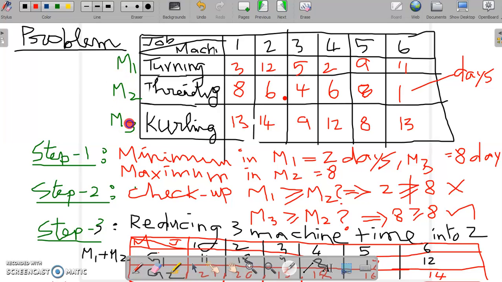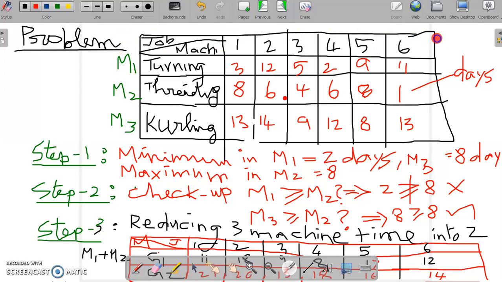Suppose three machines are there and n jobs are there. If that is the case, how to do this problem? That's our aim. There are three machines and n jobs. The previous cases had only two machines and n jobs. How to do that?